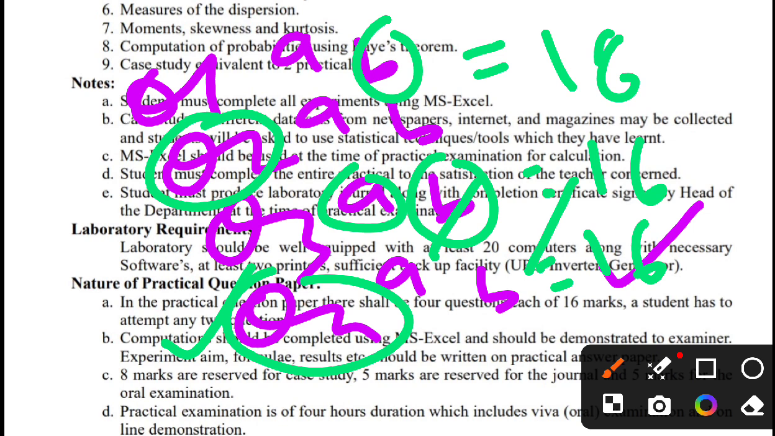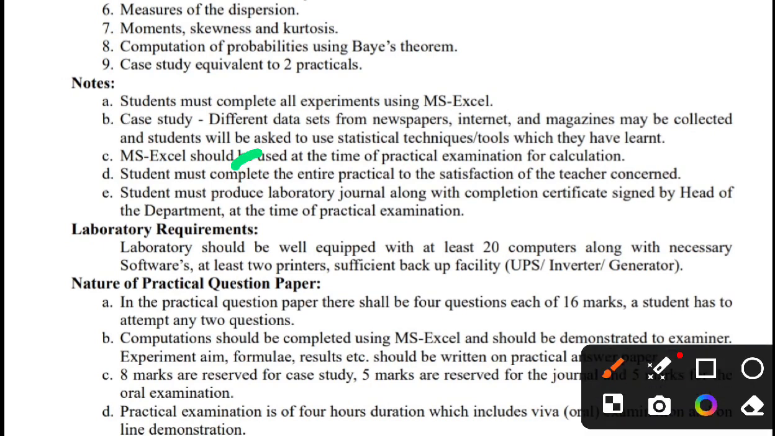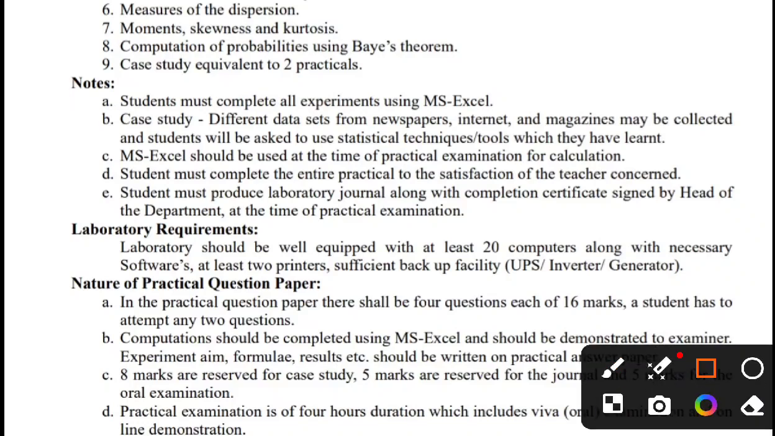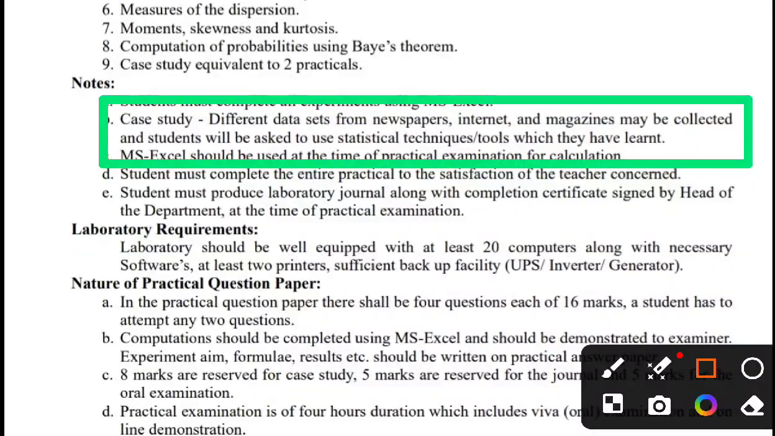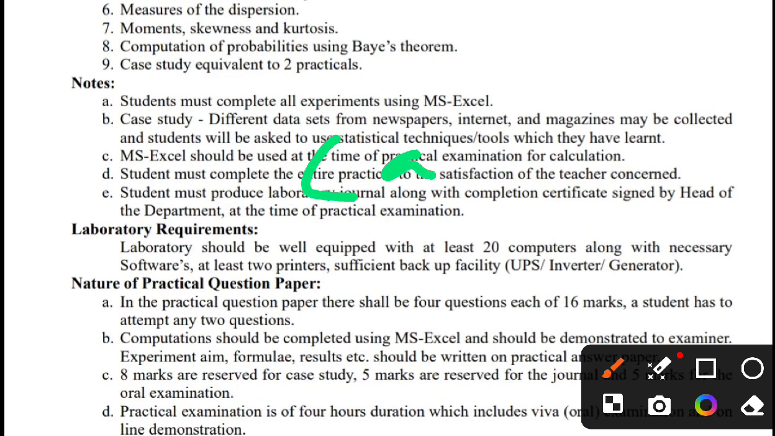Therefore your assessment for the practical examination is of 32 marks. And what about the case study? The case study part is also mentioned in the university booklet. Different data sets from newspapers, internet and magazines may be collected, and students will be asked to use the statistical techniques and tools which they have learned. Already you have been given the case study.